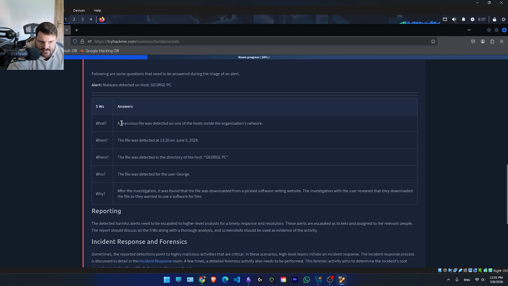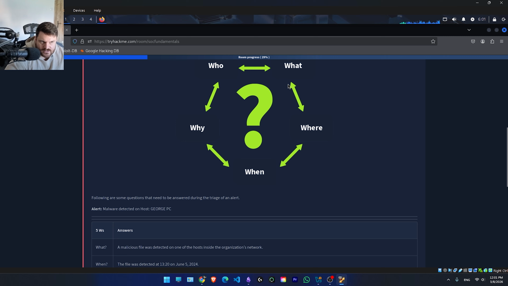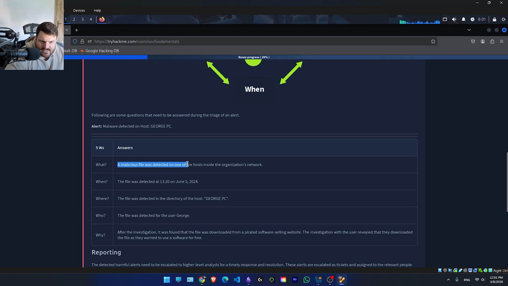What is a malicious file? What question will answer this? A malicious file was detected on one of the hosts inside the organization's networks. So what is the issue? Is a malicious file detected on one of the hosts of the internal organization?